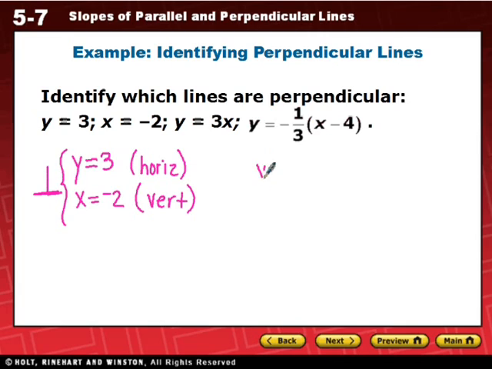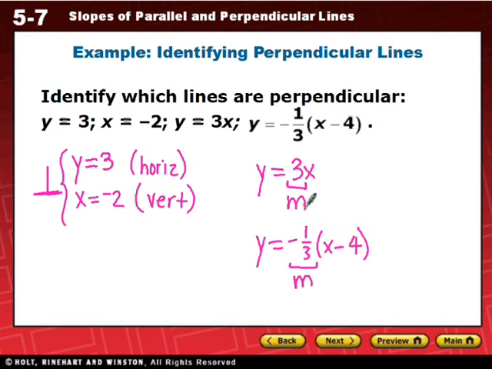We have y = 3x and y = -1/3 times the quantity x minus 4. It's not quite in slope-intercept form, but it is more in point-slope form. The -1/3 has to be m, and m is here in front of x. So are 3 and 1/3 opposites and reciprocals? Absolutely. Positive, negative, 3/1, 1/3. So these are also perpendicular.